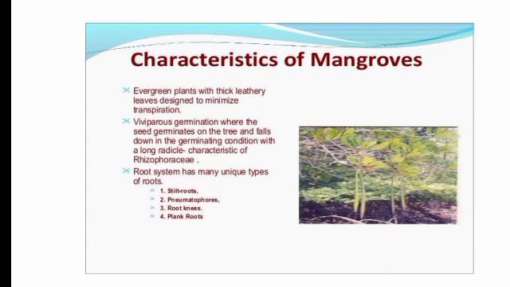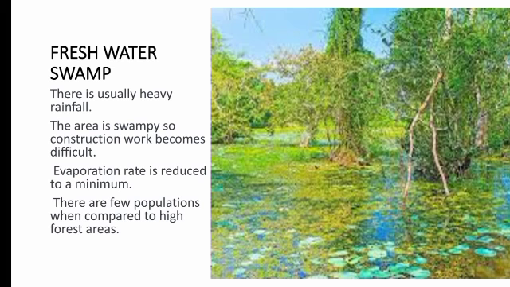Therefore, let us look at the freshwater characteristics. There is usually heavy rainfall. The area is swampy, so construction work becomes difficult. Areas where we have water, how can we construct roads, becomes very difficult. That is exactly what I'm talking about there. Number 3, evaporation rate is reduced to a minimum. Number 4, there are few populations when compared to high forest areas.